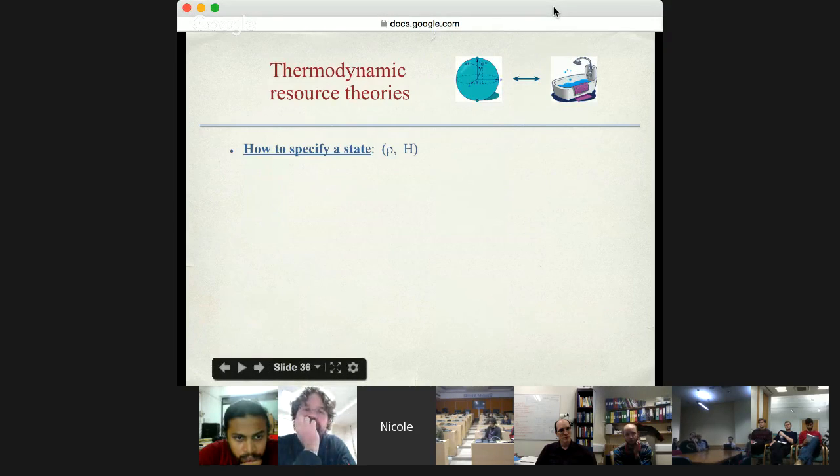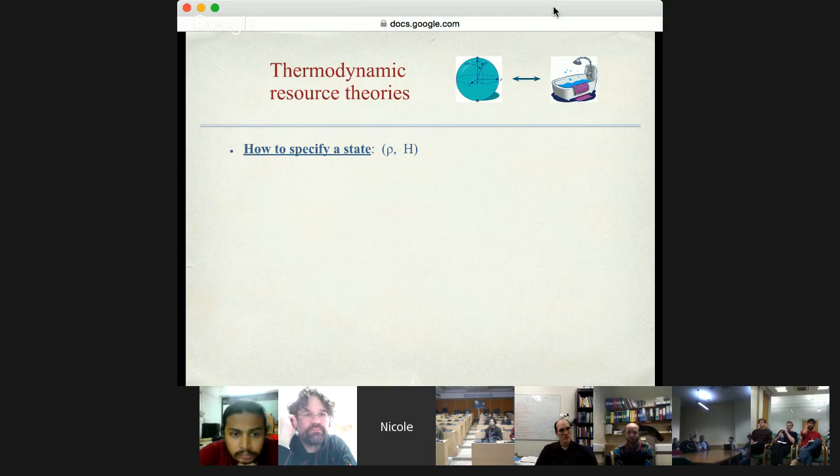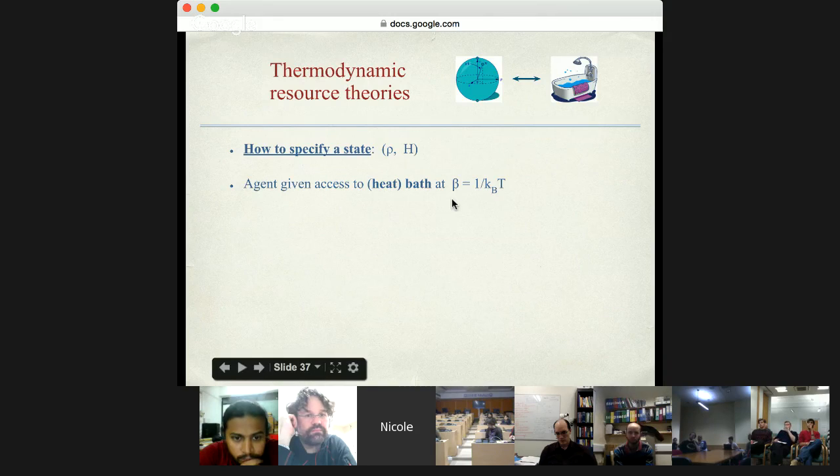Suppose that by the end of this talk, I have sold you on the idea that thermodynamic resource theories are the way of the future. You would like to model your favorite pet system with a thermodynamic resource theory. How do you do that? Suppose you want to specify or represent a system. You need to specify a Hilbert space, a density operator rho defined on that space, and a Hamiltonian H defined on that space. We assume that the agent is given access to a giant heat bath at some fixed temperature T, or inverse temperature beta.